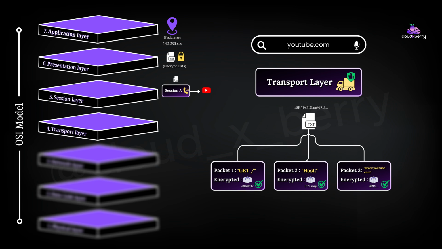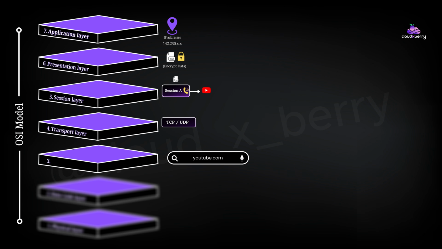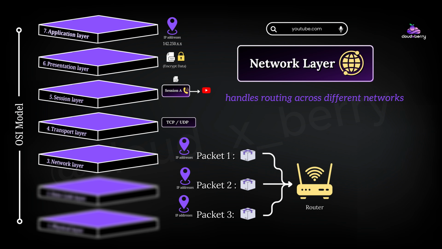Once the request has been split into smaller pieces, those pieces need to find their way across the Internet. That responsibility belongs to layer 3, the network layer. The network layer handles routing across different networks. It uses IP addresses to decide where the request should travel. Routers work here. A router looks at the destination IP address and decides where to send the data next.